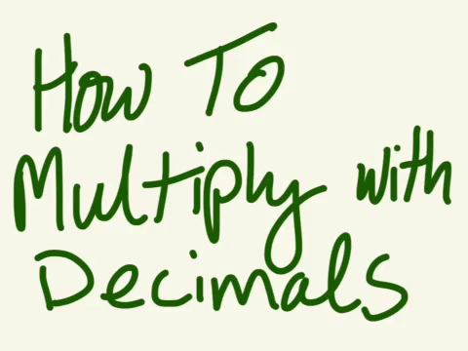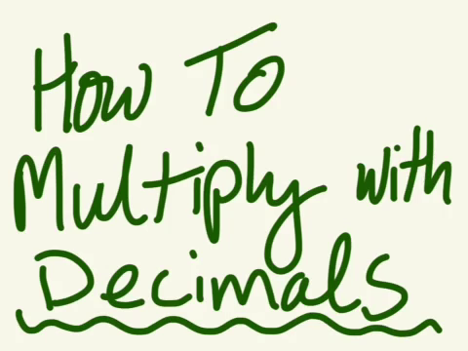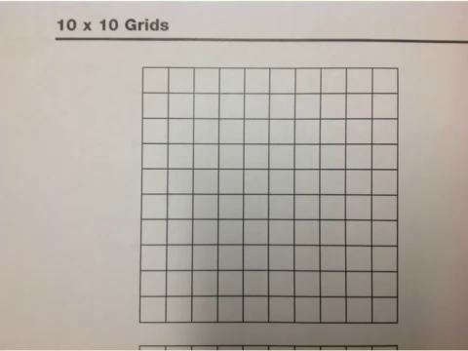Today's lesson is how to multiply with decimals. Well, first of all, we need to remember that decimals are part of a whole. So just watch this one and then I'll have you guys use your own 10 by 10 grids, but this one is just to watch. Let's imagine that this 10 by 10 grid represents one whole.